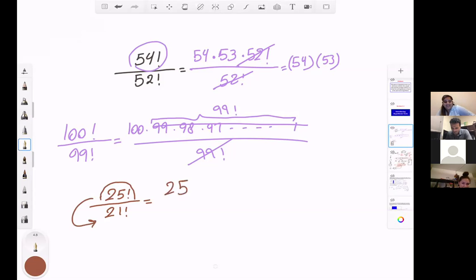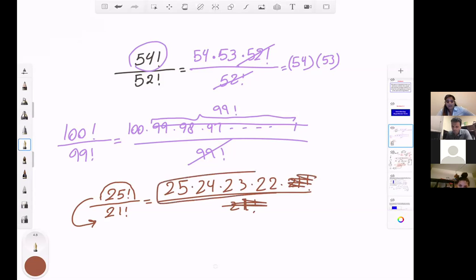So 25, 24, 23, 22, then times 21 factorial, divided by 21 factorial. So these two are gone, then you multiply this. This we're going to go over on Wednesday. So have some idea that there's a factorial. The definition of factorial: you multiply by a number, you decrease by 1 until you get to 1.